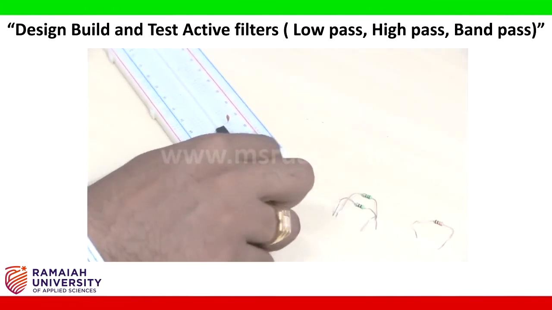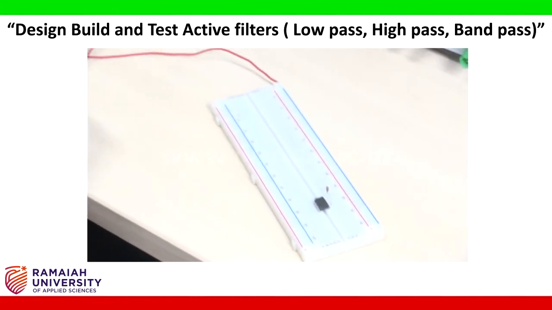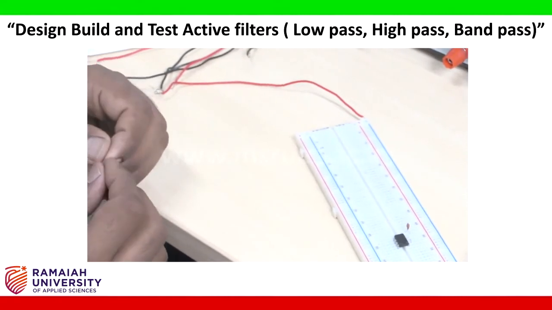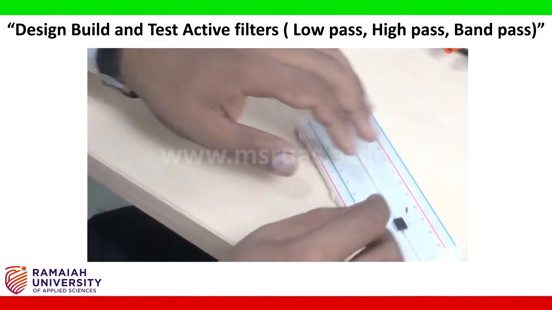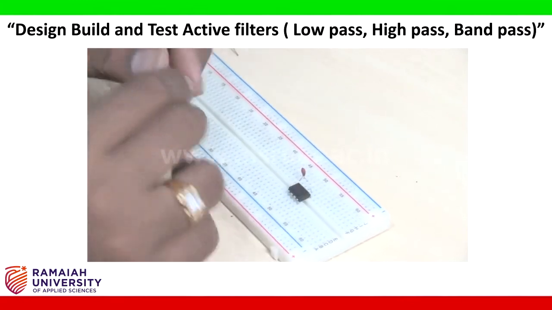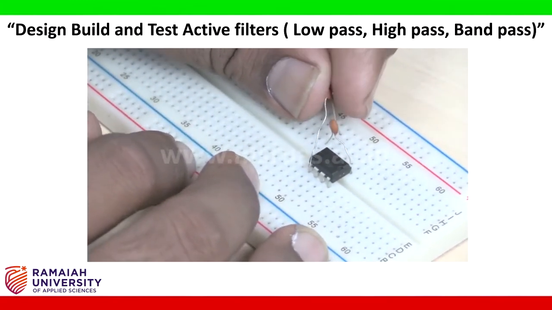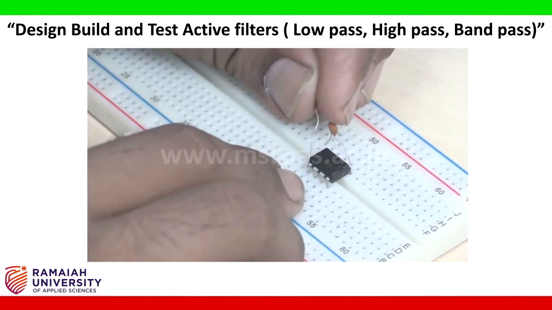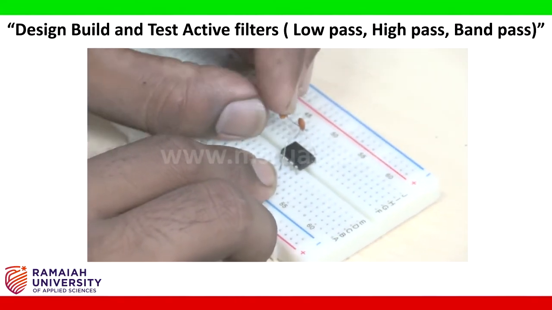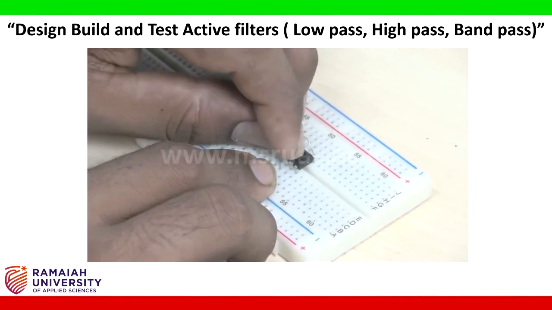Now I am taking another capacitor to connect the junction of the capacitor to pin number 6. The junction of the capacitor is this one here, to pin number 6. I need to connect. This is 5 and 6. This is pin number 6. I'm connecting this capacitor like this.